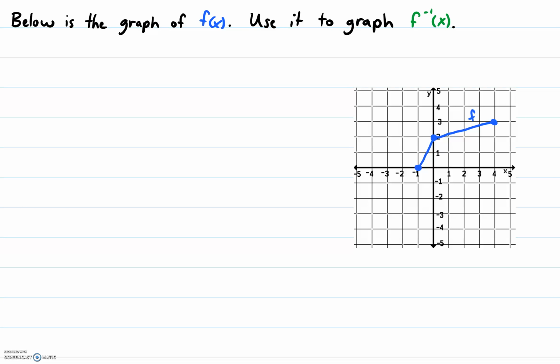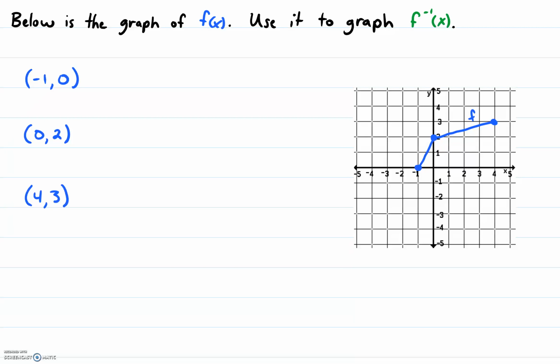So let's go ahead and look at it here. Our first point going from left to right is going to be the point -1, 0 in the original function. The second point going from left to right is going to be 0, 2. Again, everything in blue is the original function. And the third and final point going from left to right is going to be 4, 3. Basically, if you had to reproduce this, you could just plot those 3 points and connect the dots. Now we're going to switch these around.